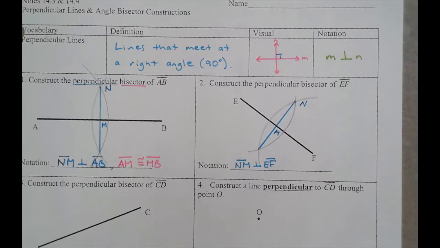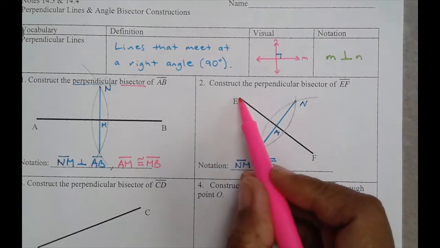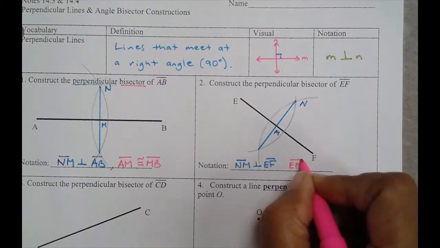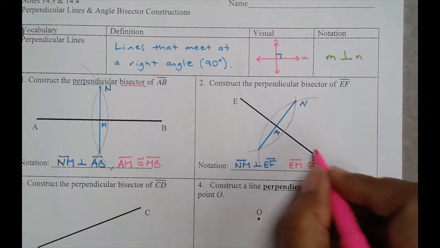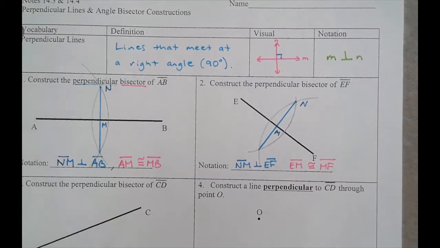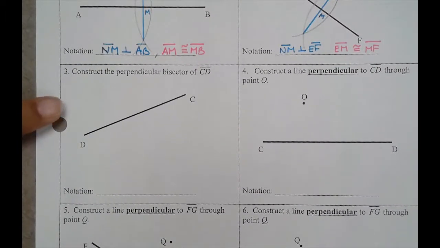All right, so we're done with the perpendicular part. Bisector means it splits it in half. So the length from E to M, so segment EM, is congruent to MF. All right, you should try this next one and pause the video to see if you can do this one on your own.